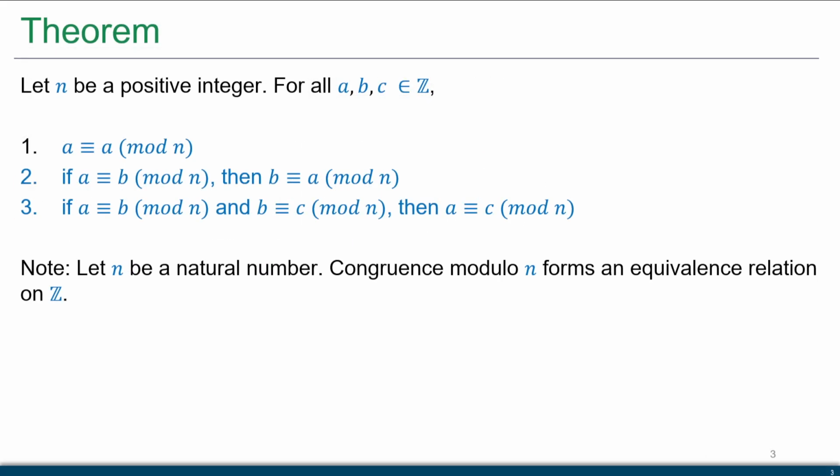So a little note here, let n be a natural number. Congruence modulo n forms equivalence relations on Z in itself. So if you've done 2108, you know what equivalence relations are, which just needs to hold the 3 properties: they need to be reflexive, symmetric, and transitive. We're not going to be covering it because, again, it's assumed that you would have covered it in 2108. If you haven't taken 2108, just do a quick Google search. You'll be able to find what it is.